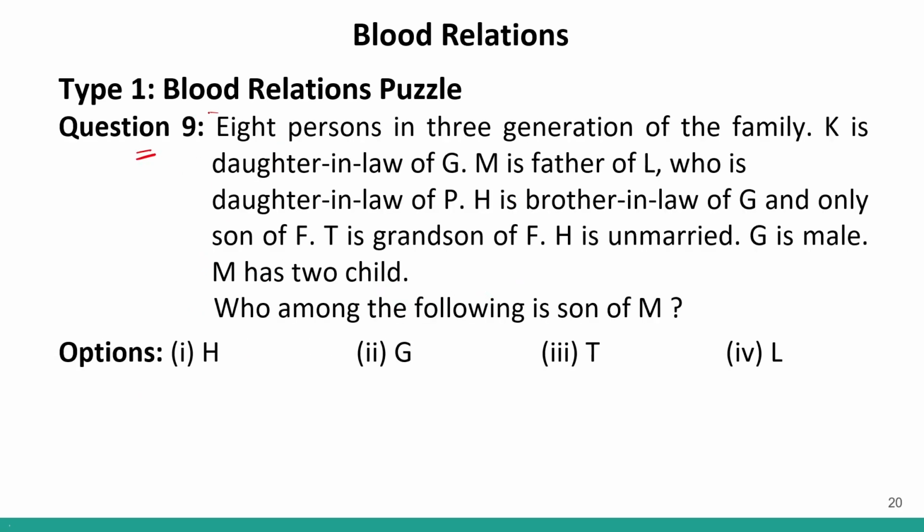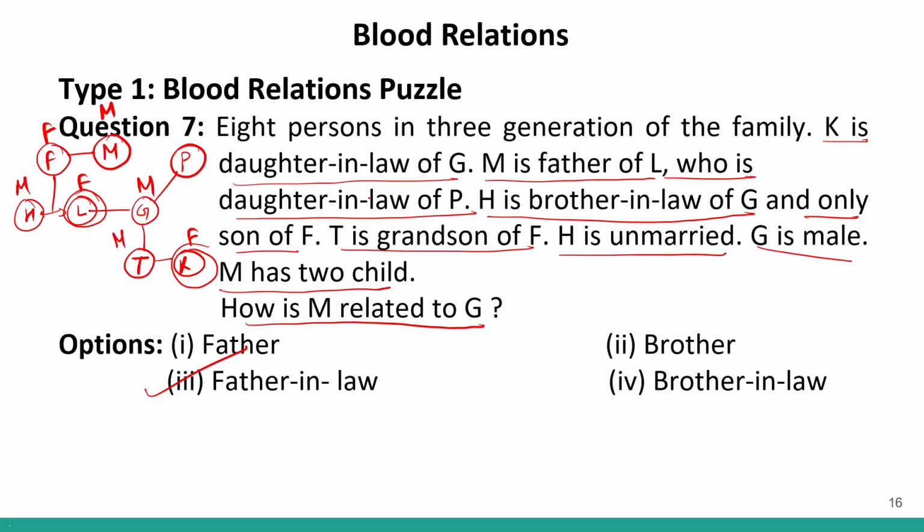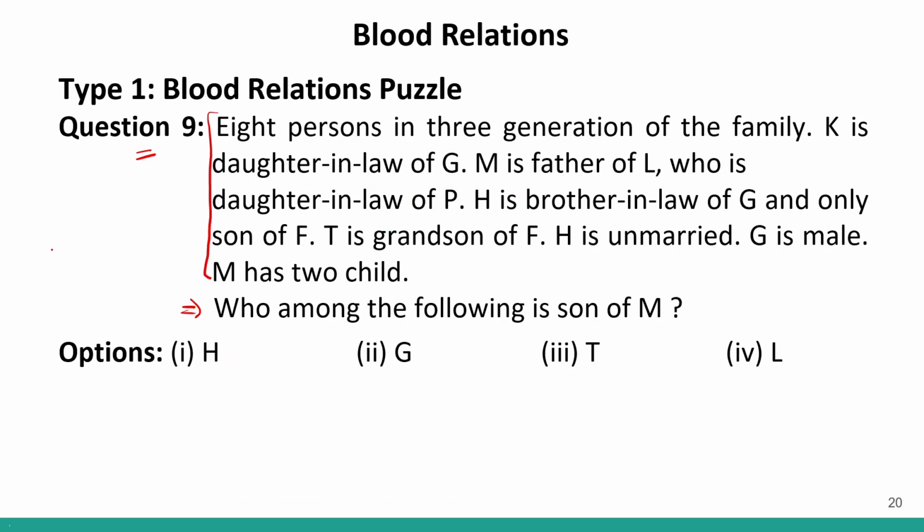Question number 9. Same information. Question has changed. Who among the following is son of M? So if I look at the diagram, over here M has 2 children, H and L. Correct? It is given to us over here. H is male, L is female. So who will be the son? H will be the son. Going back to the question, H is the son of M. Answer will be option number 1, H. Correct? This will be the answer.